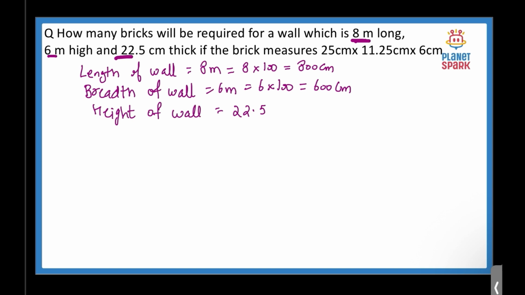Length of wall is 8 meter, which is 8 into 100, 800 centimeter. I have converted into centimeter as all the other units are in centimeter. Breadth of wall is 6 meter, 6 into 100 centimeter. Height of the wall is 22.5 centimeter.